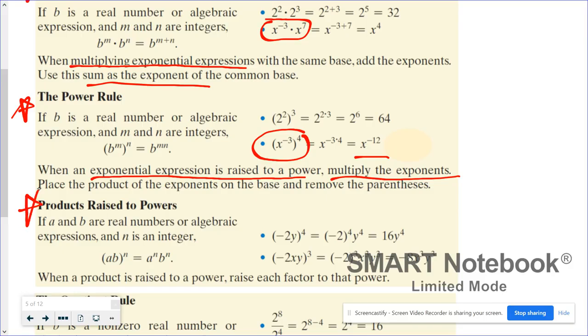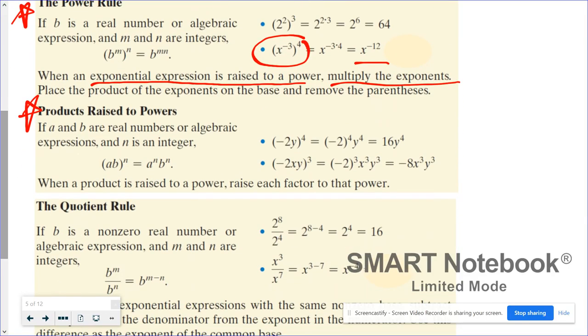You could have a product raised to a power. So when a product is raised to a power, raise each factor to that power. So looking at this one, here I have a product, -2 times y, and I'm raising it to the 4th power. Notice they're taking -2 to the 4th power and y to the 4th power. And that gives us 16 y to the 4th power.